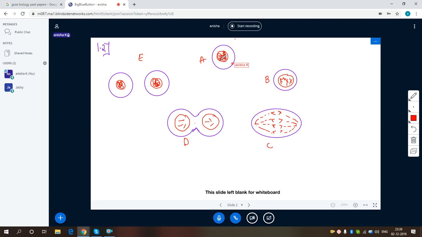The nucleus is dividing. Can you see the nucleus being divided here? No. Okay. The cytoplasm is dividing. Can you see the cytoplasm dividing? No. Okay. Cytoplasm is not dividing, nucleus is not dividing. Then what is happening?